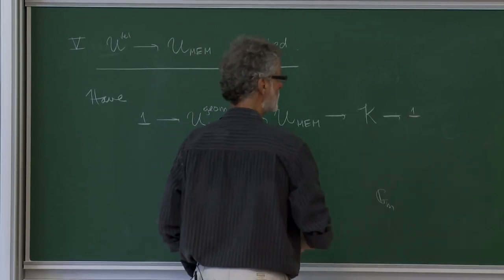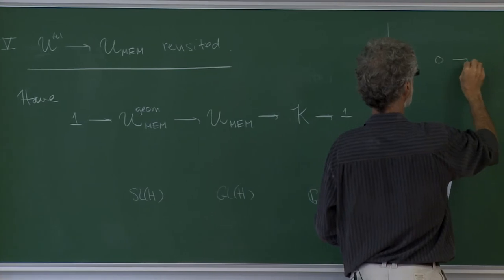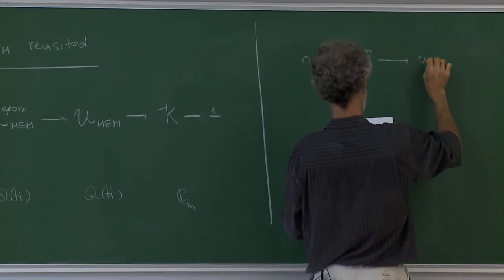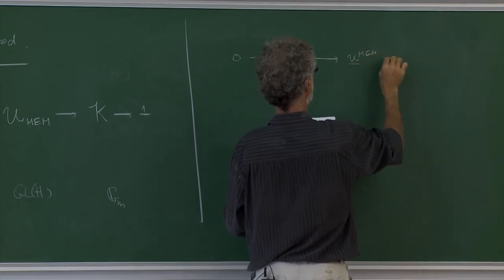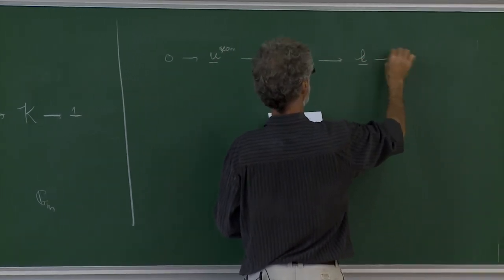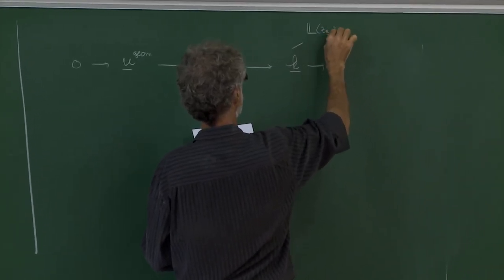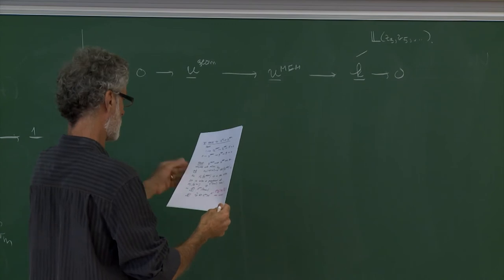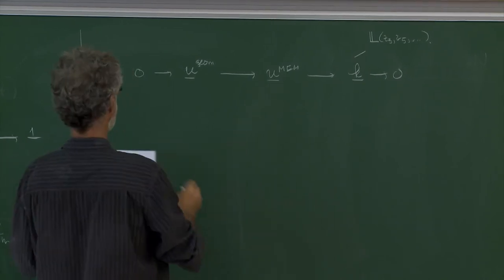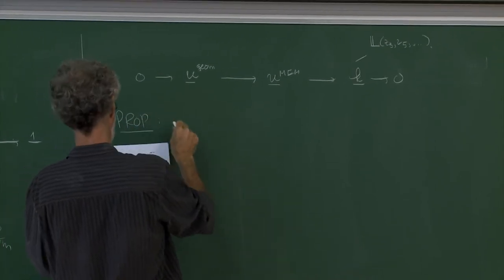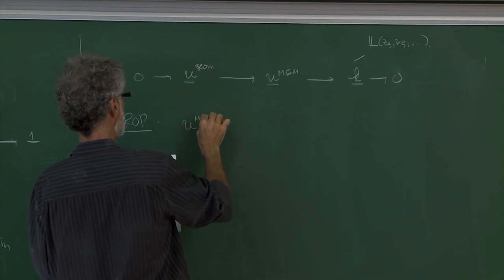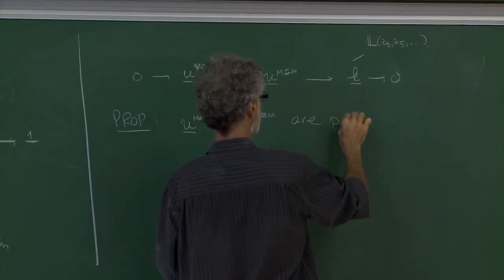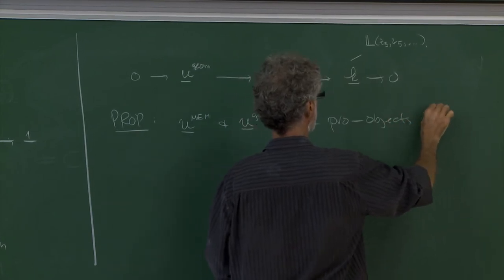And so we have a corresponding exact sequence of pronilpotent Lie algebras. I think I might just call it U geom, maps to U MEM, and it will map to K. And remember, this is the free Lie algebra L on Z3, Z5, and so on. And so a silly little proposition is that U MEM and U geom are pro objects of MTM.